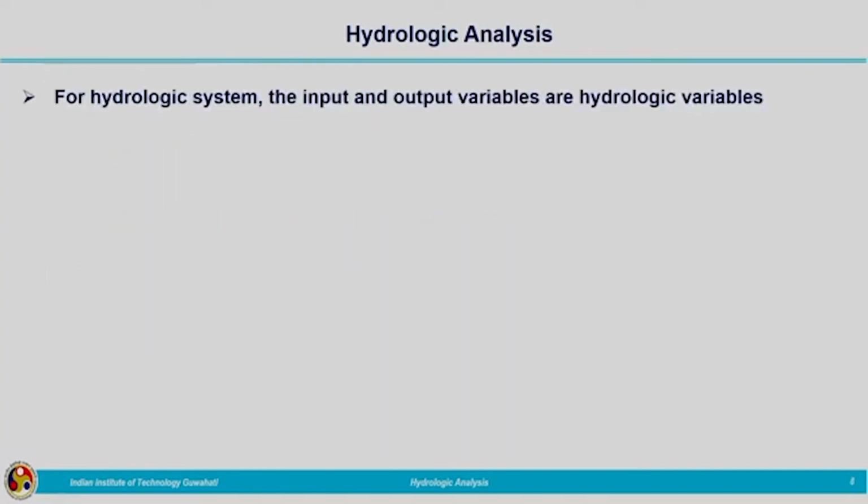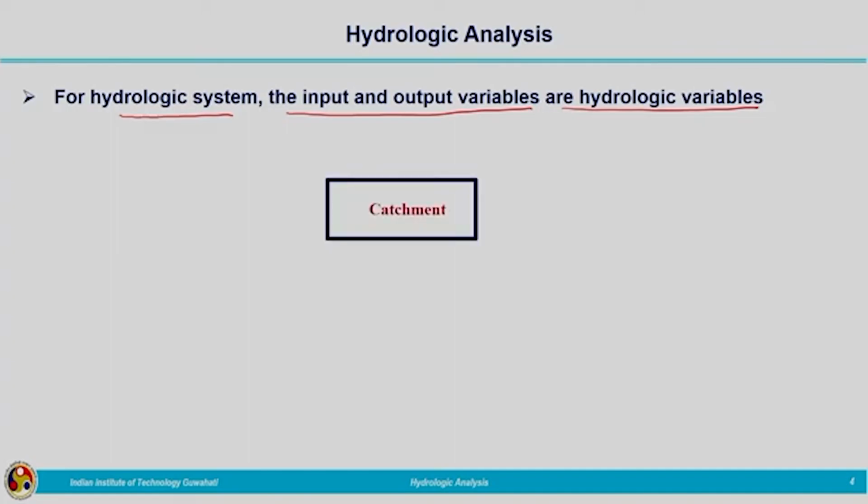For understanding hydrologic analysis, first we will look into a hydrologic system. A hydrologic system is one in which the input and output variables are hydrologic variables. We have studied what is meant by a system. It is acted upon by an input, and based on the processes which are taking place within the system, we will be getting some output. In the case of a hydrologic system, the inputs and outputs will be hydrologic variables. We can consider the example of a catchment. A catchment can be considered as a system.